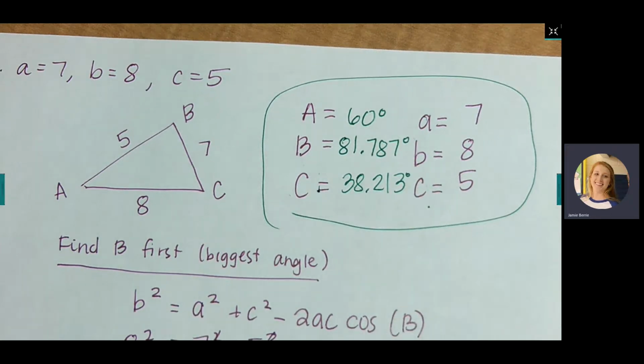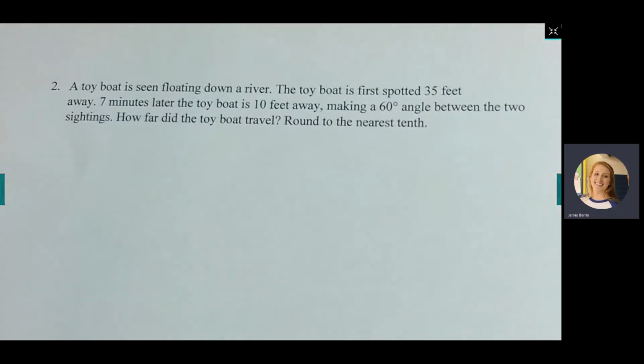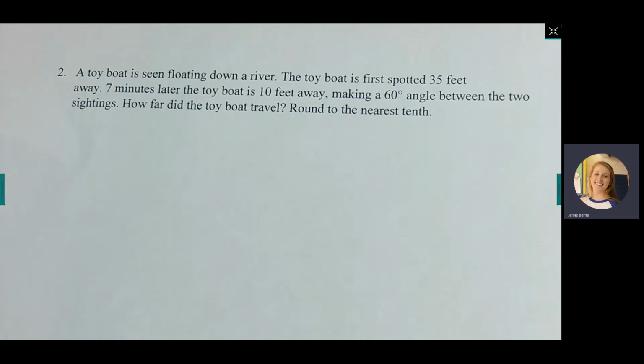All right, so we have 2 word problems, and then we have Heron's formula, then we'll be done. All right, so I'm going to give you all a minute to write down this word problem. It's kind of long. This one says, a toy boat is floating down a river. Some of y'all's problems in the homework would say something like a kayak is floating down a river. The toy boat is first spotted 35 feet away. 7 minutes later, time doesn't matter, just ignore the time, 7 minutes later, the boat is 10 feet away.